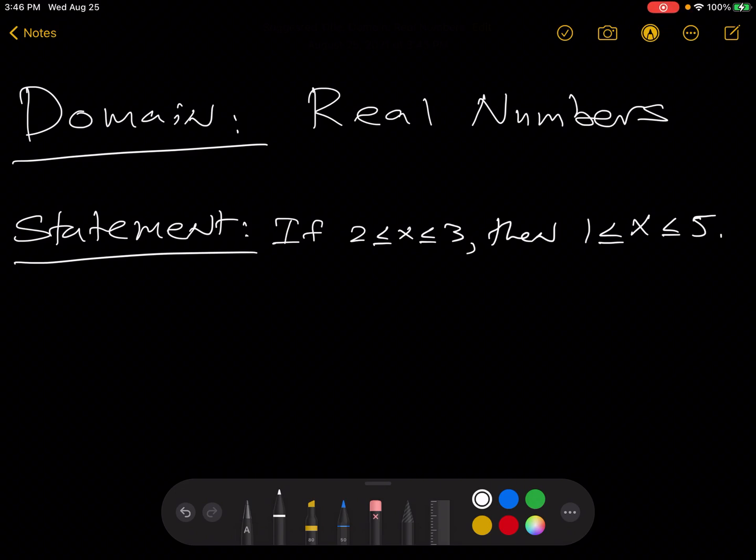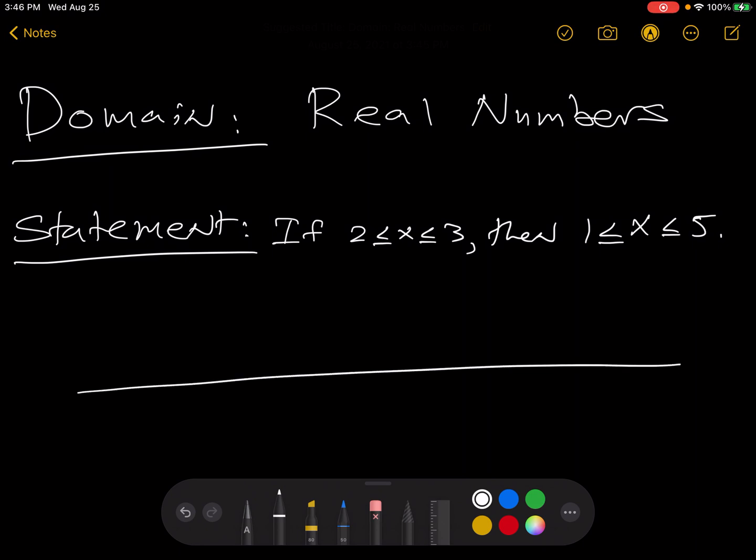In this one, our domain is the real numbers, and our statement is: if x is greater than or equal to 2 and less than or equal to 3, then x is greater than or equal to 1 and less than or equal to 5. This is true. Now, maybe you're having trouble thinking about this.